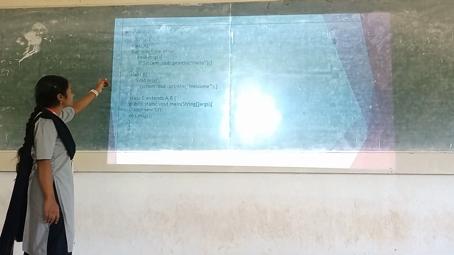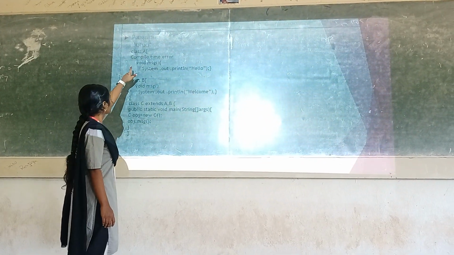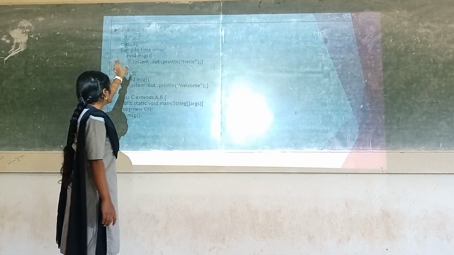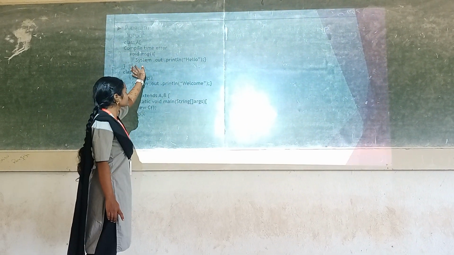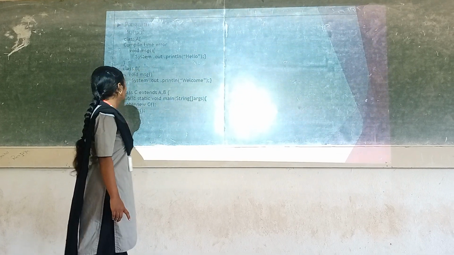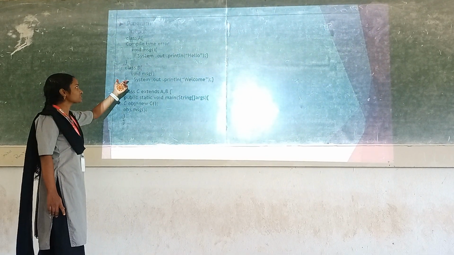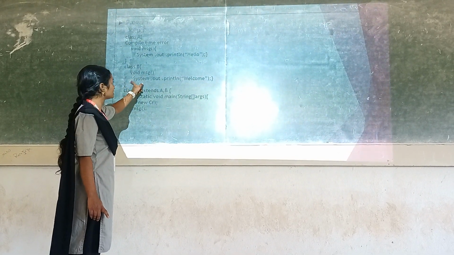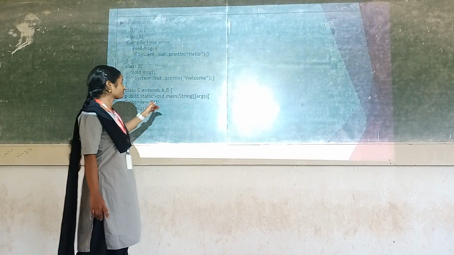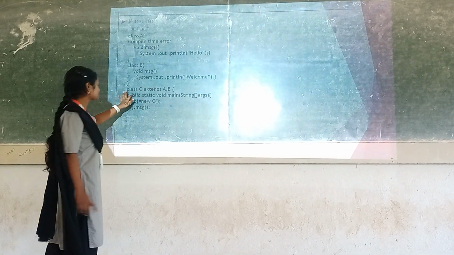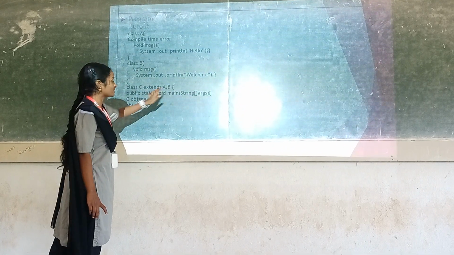In this example program, I have a class A, which is a parent class. In this class there is a method called message, with the statement "hello". Class B is also a parent class, which has the same method message, with the statement "welcome". Class C extends A and B, which is not possible.